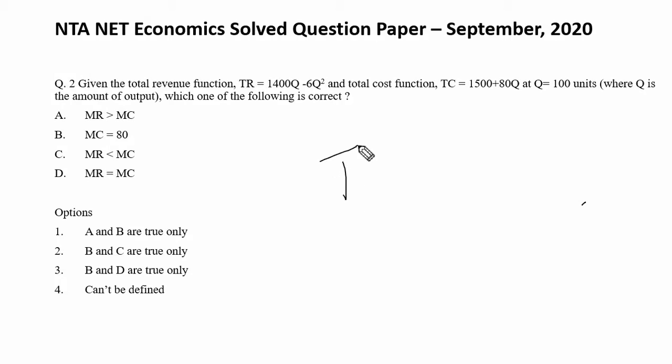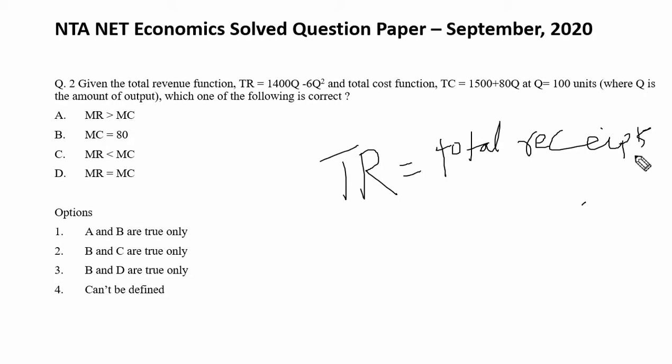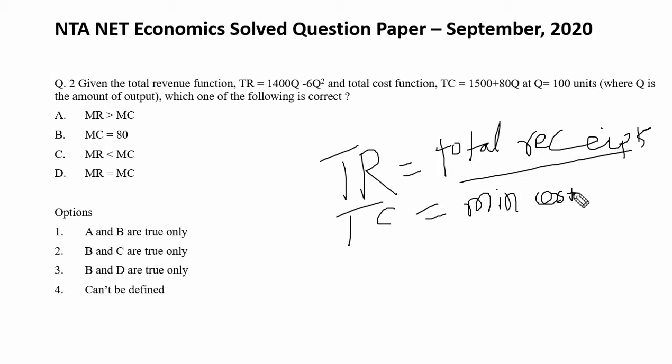So let's first understand what is total revenue. Total revenue is basically the total receipts that a firm or a seller receives by selling goods and services, right? So it is total receipts that a seller or a firm receives by selling goods and services. And total cost is nothing but the minimum amount of cost undertaken by a firm or a seller to produce the goods and services. So both of these terms are very important to understand.